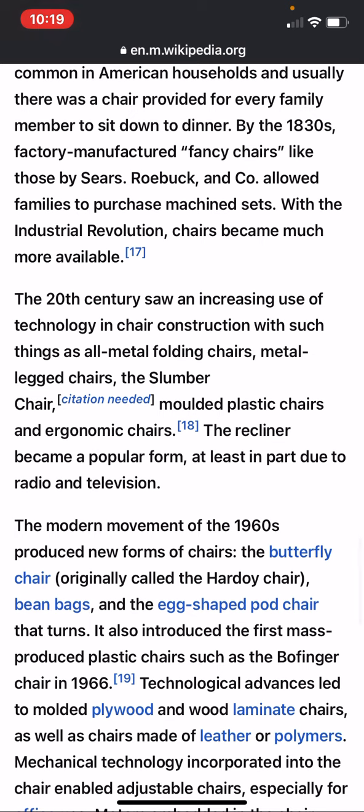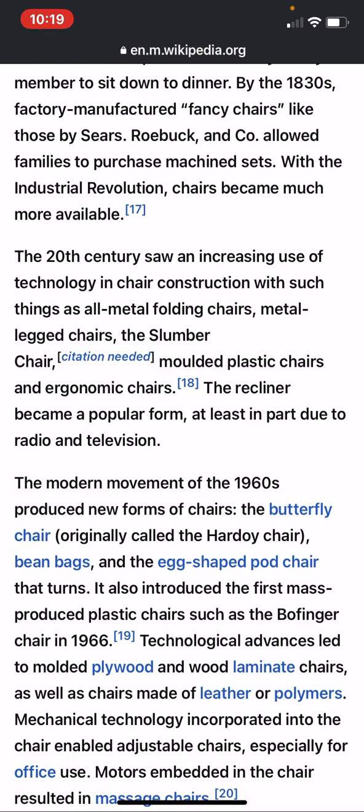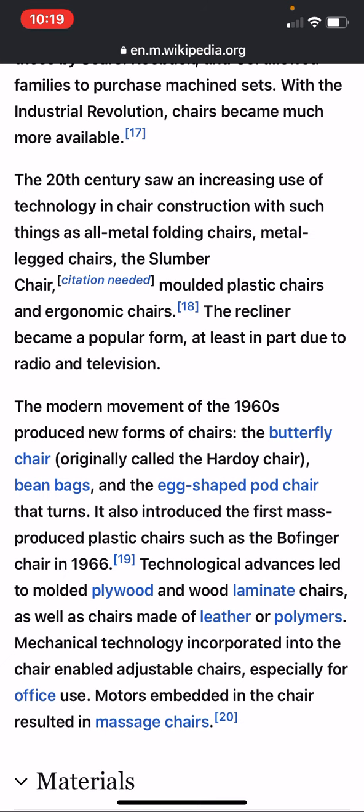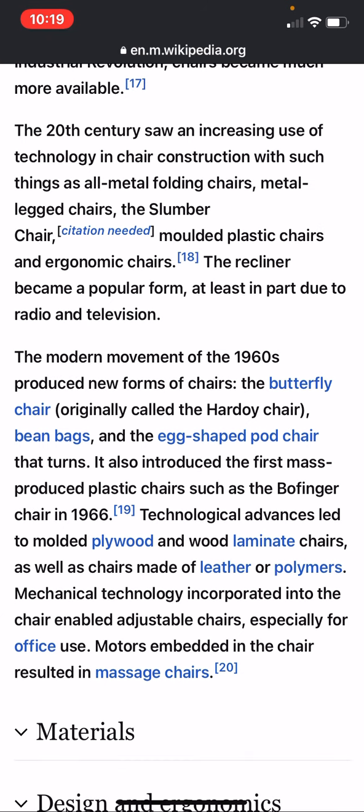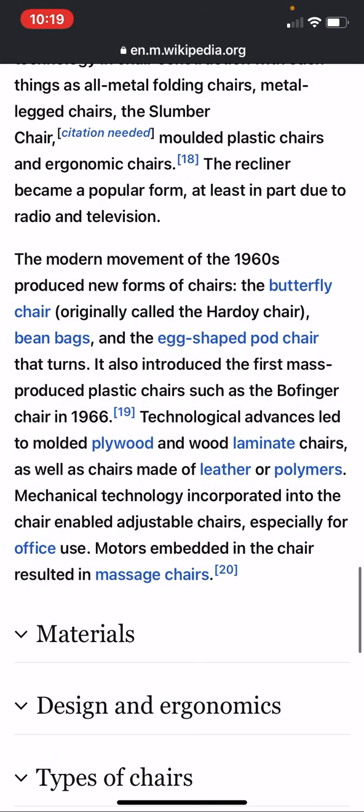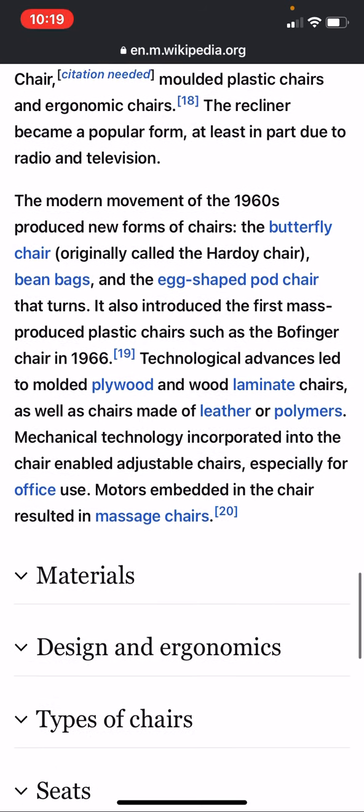By the 1830s, factory-manufactured family chairs, or fancy chairs, allowed companies to purchase machine sets. With the Industrial Revolution, chairs became much more available. The 20th century saw an increasing use of technology in chair construction with such things as all-metal folding chairs, metal-legged chairs, the slumber chair, molded plastic chairs, and ergonomic chairs. The recliner became a popular form, at least in part due to radio and television.